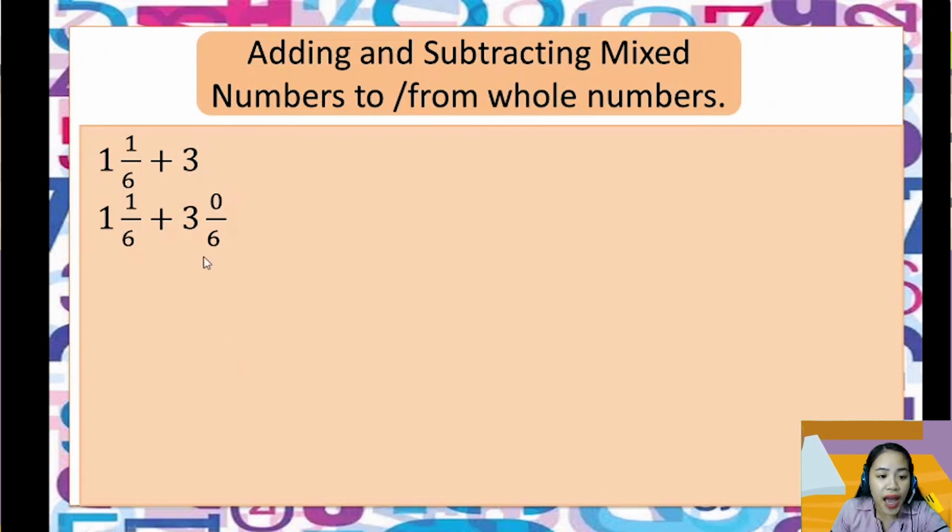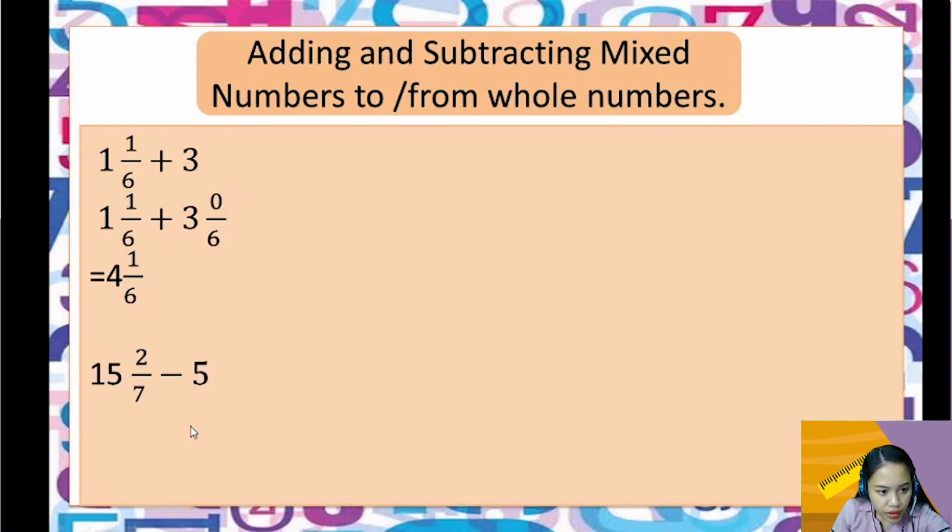So, i-add natin yung whole numbers, which is yung 1 tsaka 3. So, magiging 4 yan. So, 4, and then 1 plus 0 is 1, and then copy the denominator, which is yung 6. Ganun lang siya kadali. Okay? Parang ano lang, pinagsama mo lang si 1 tsaka 3, 4, and then kinopya lang natin yung kasama ni 1, yung 6. Okay. Next one, we have 15 and 2/7 minus 5.